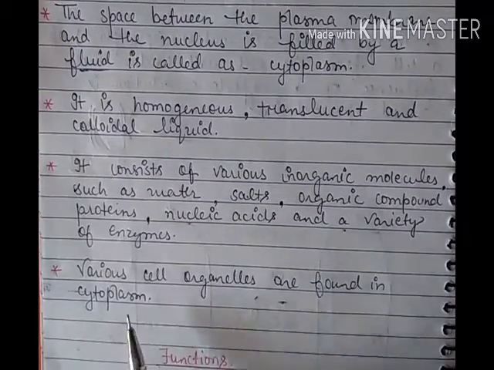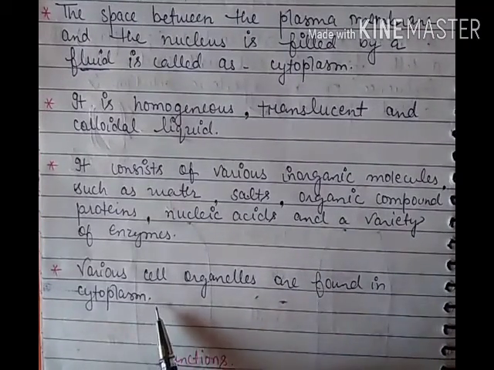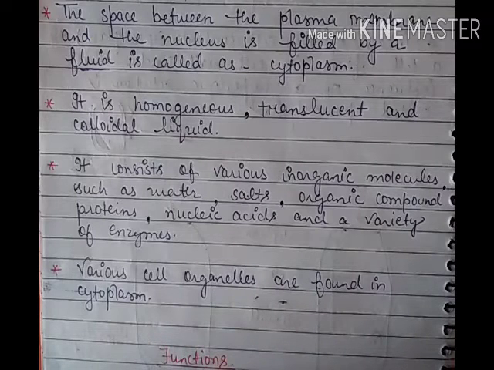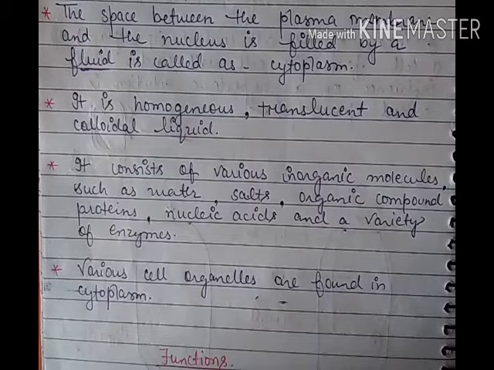In the cytoplasm, various cell organelles are found. You can see there are many kinds of membrane-bound cell organelles, like endoplasmic reticulum, Golgi body, mitochondria, etc. They are found freely in the cytoplasm of the cell.